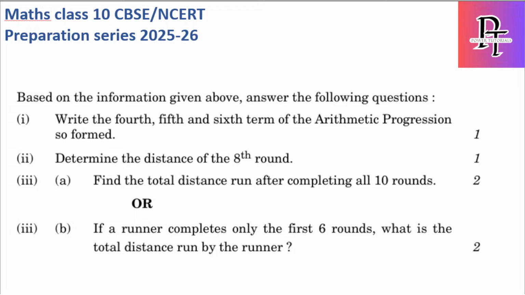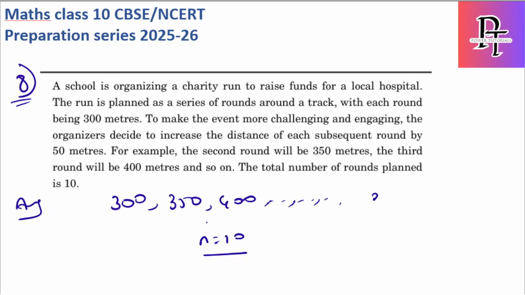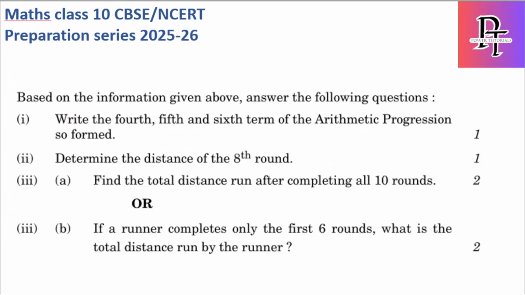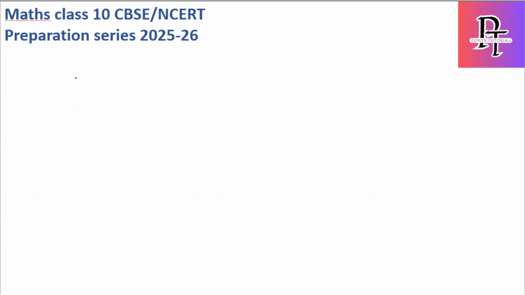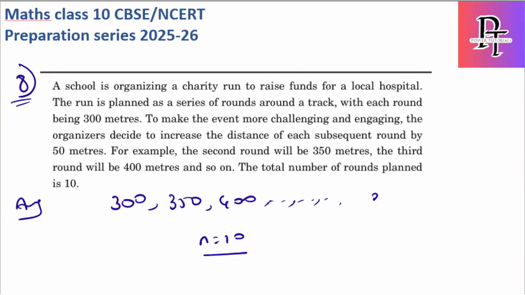Write the 4th, 5th and 6th terms. Till 3 I already wrote. They want the 4th, 5th and 6th one. So let's solve this. The a value we got is 300. The d value is how much? They are increasing by 50.